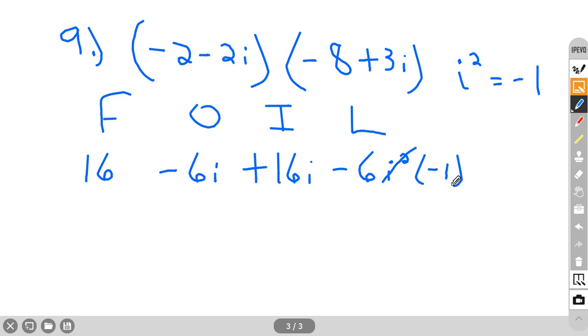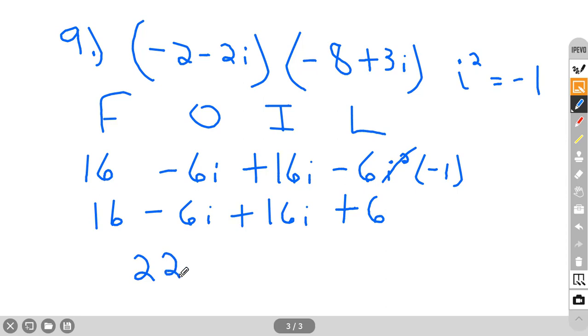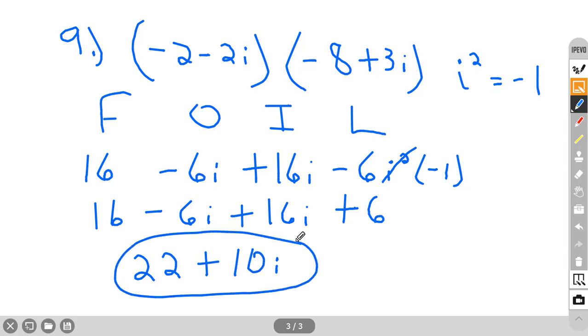So this gives me 16 minus 6i plus 16i, and I've got plus 6. Combine your like terms. 16 plus 6 is going to give me 22. Negative 6i plus 16i is going to be positive 10i. So number 9, you just FOIL it out, multiply it, and your answer is 22 plus 10i. So that looks like that answer is C.